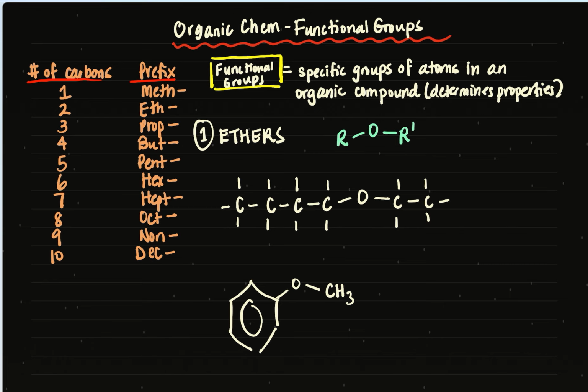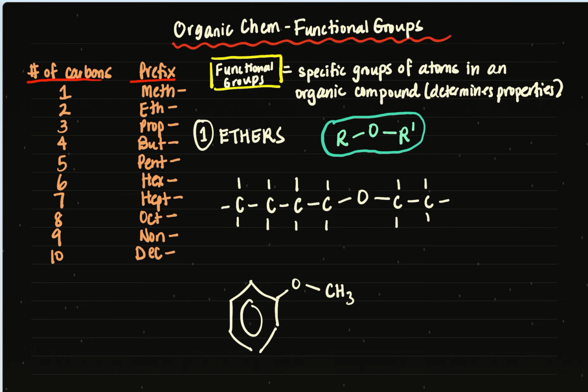So let's start with ethers. Now we can recognize ethers by this generic structure, R, oxygen, R prime. So R stands for a carbon chain, a parent carbon chain. R prime stands for a shorter carbon chain, and that is actually going to be our substituent group.